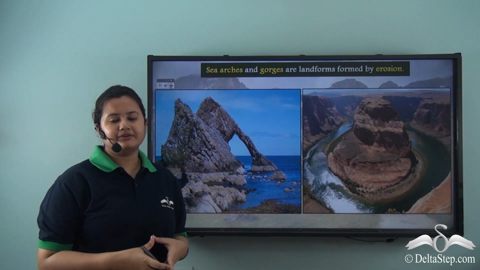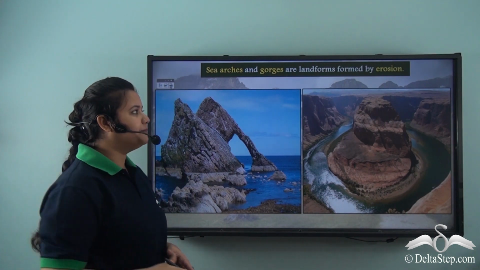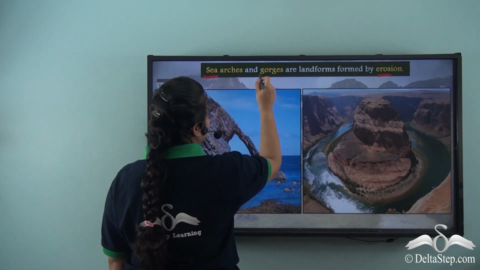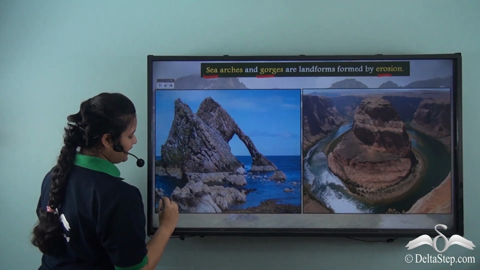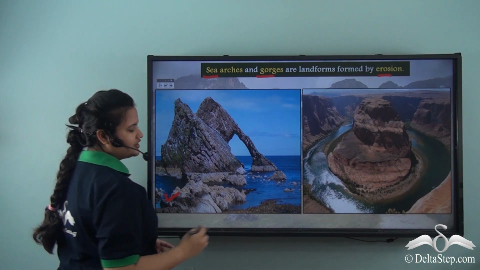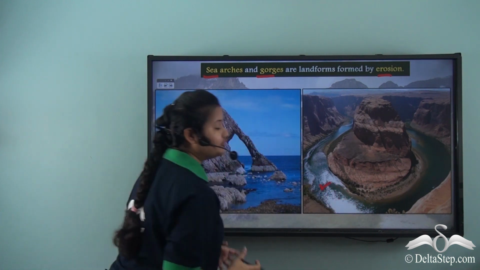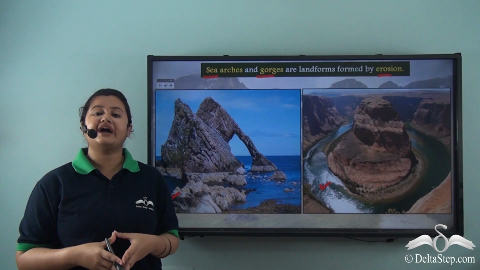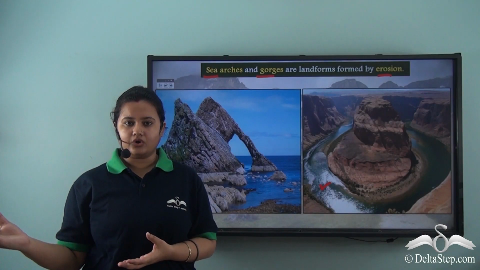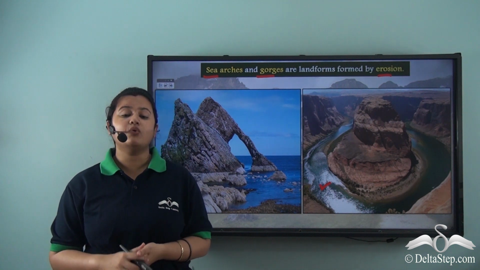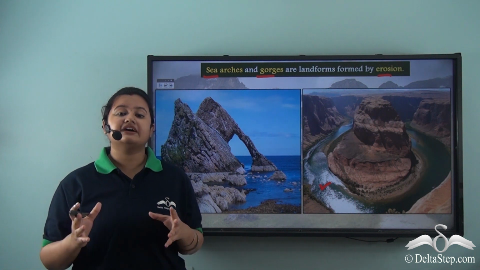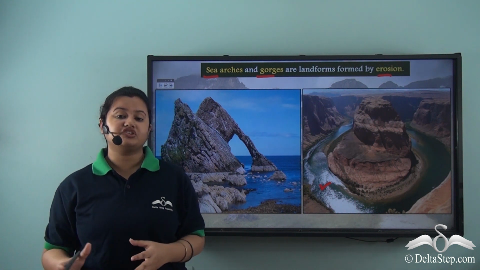Now, more examples of landforms formed by erosion are sea arches and gorges. See, here we have the picture of a sea arch, and here we have the picture of a gorge. Now these landforms are formed due to erosion by water. Just a while ago in a video we saw how running water that flows over the rocks erodes the land surface over which it flows.